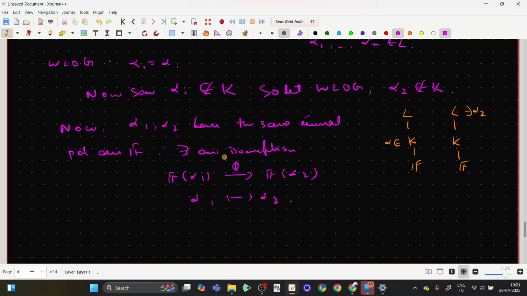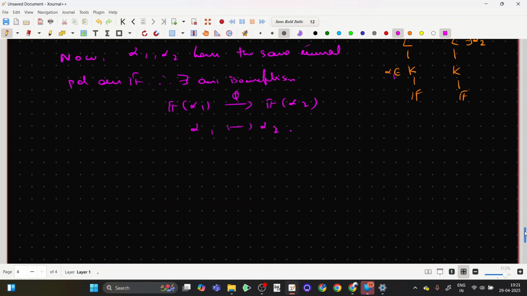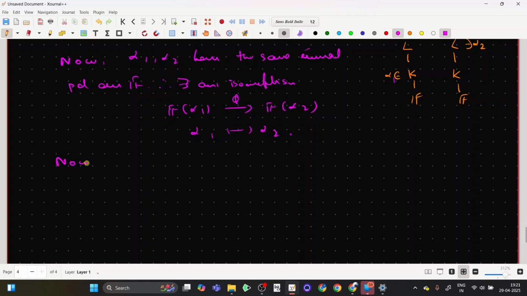So alpha 1 is my alpha. That is something which we have already written. Alpha 1 is my alpha. So it's alpha 1. Clear? Now what can we do? Now this phi can be extended to phi tilde, right? In L. Getting my point?